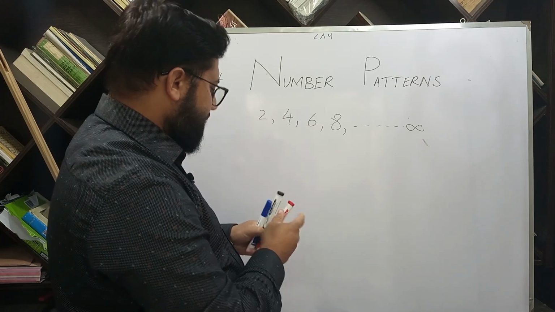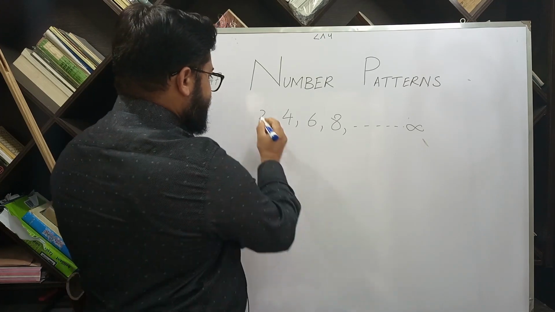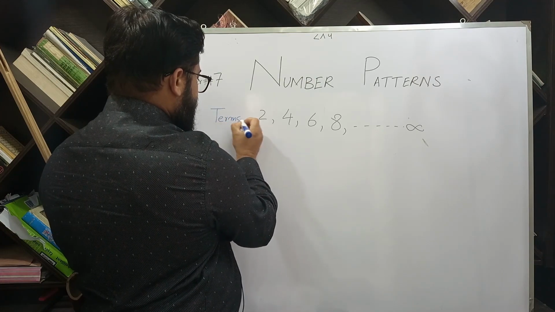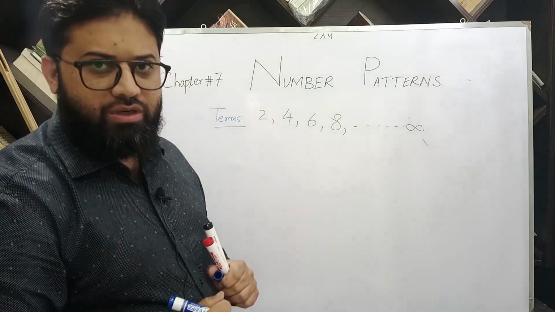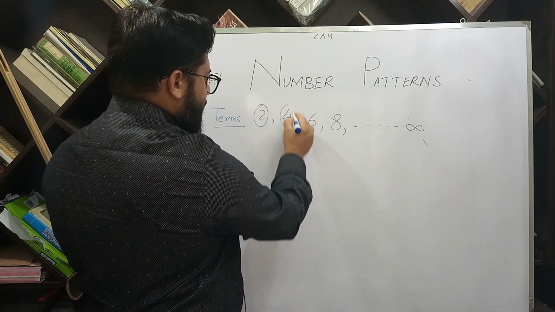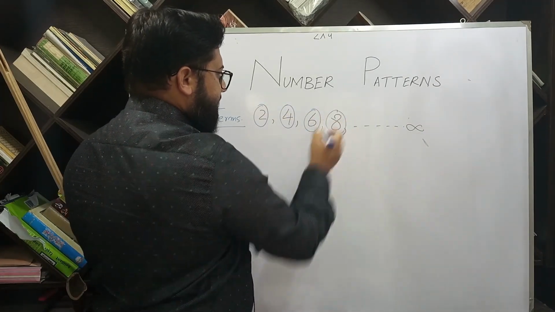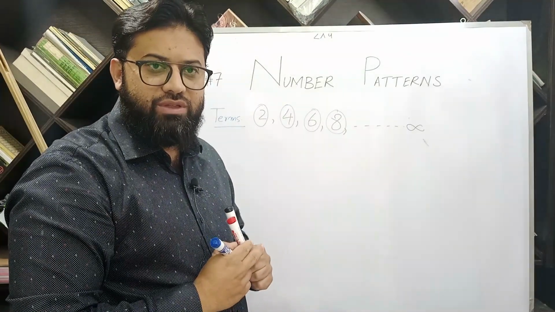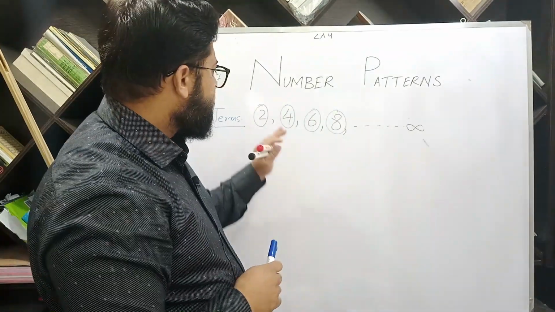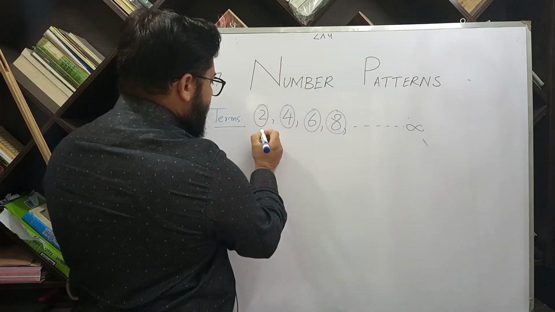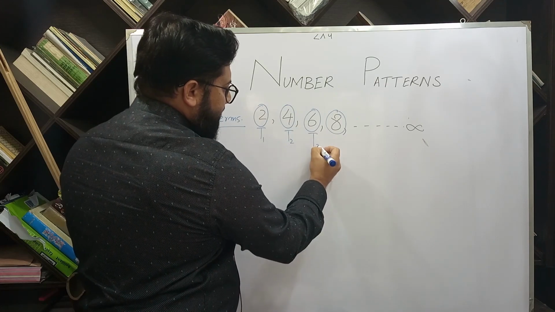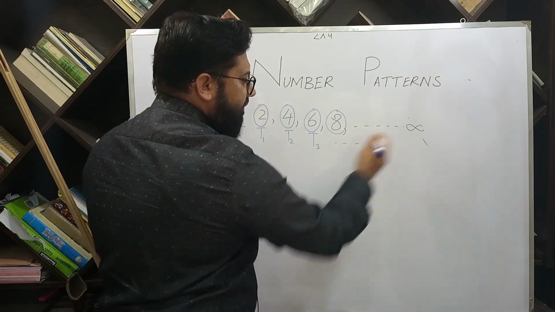There are a few things which we must know. Number one, terms. What are the terms? 2, 4, 6, 8. These are called the terms of a sequence. We don't call them numbers or digits. So these are the terms. You may say this is T1, T2, T3 and onwards till infinity.